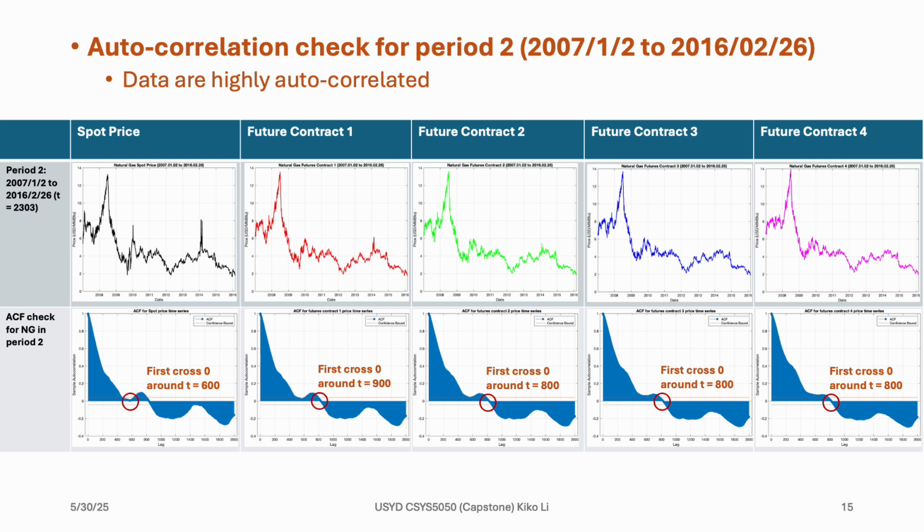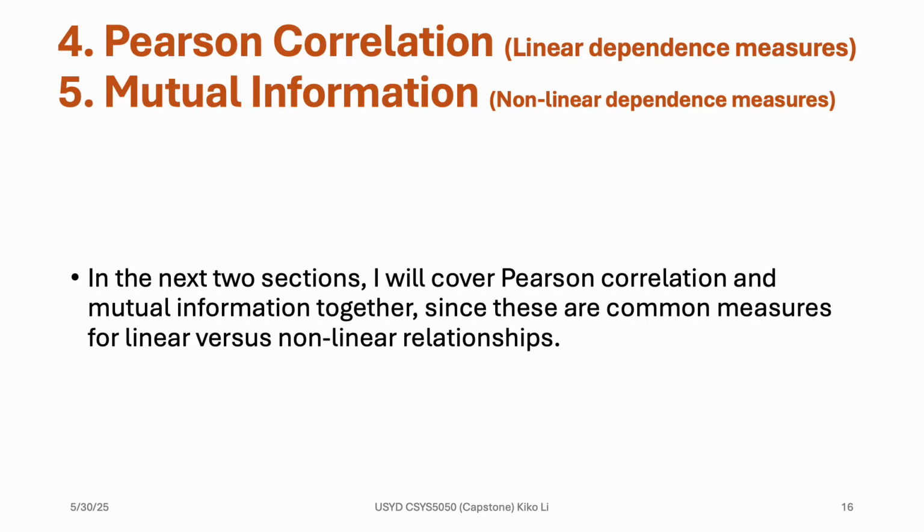We really need to take this issue seriously. Now I will start to analyze the dataset. The method I will apply first is Pearson correlation and mutual information for both linear and nonlinear dependence measures.